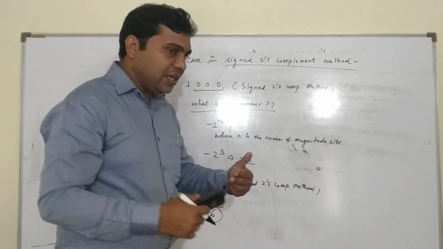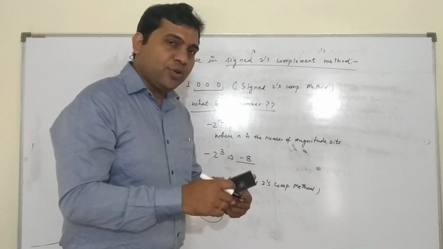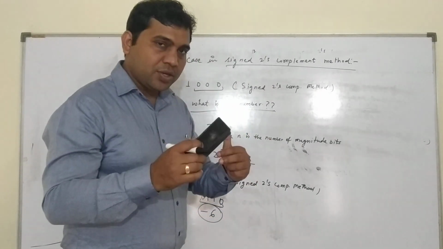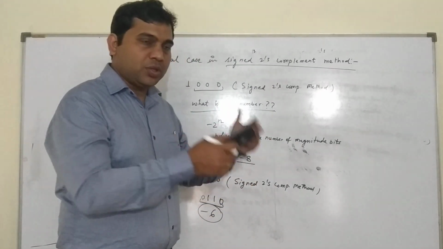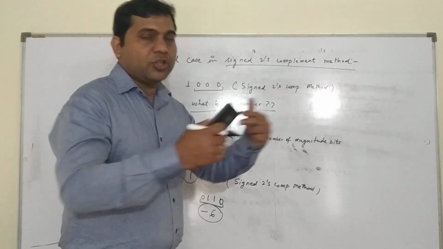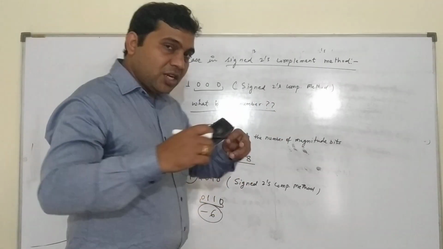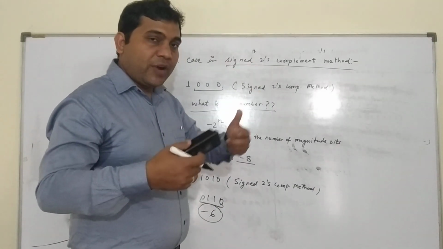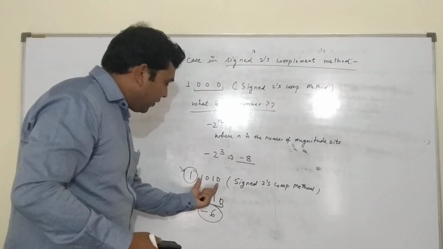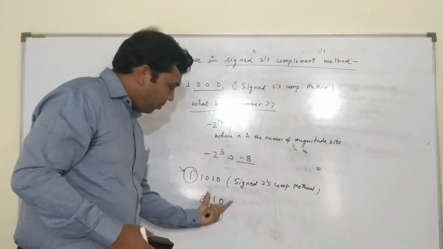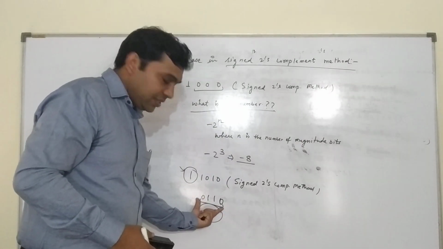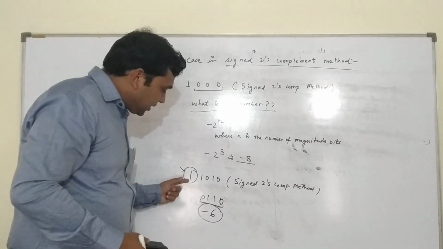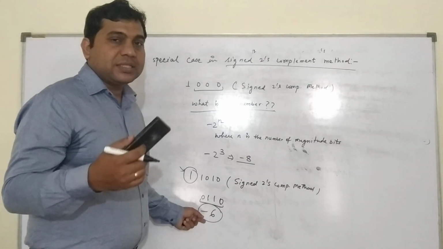If a number is given in the decimal number system and you need to find it in the signed complement method, you write the magnitude, you take the complement, and you put the 1 for the negative numbers. If a number is already written in the binary signed 2's complement method and you need to find the number in decimal, what will you do? You will take the 2's complement of this number and find the magnitude, which is 6. And since the sign bit is 1, this number is negative.